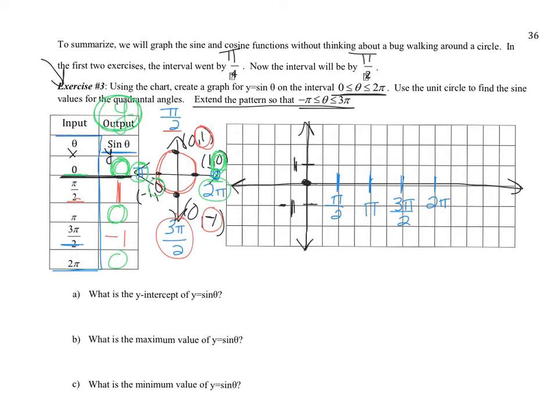Okay. So my next point is pi over 2, 1. Now I've set it up so I just have to go over to here and then up to 1. Okay. Then we have pi, 0. And then we have 3 pi over 2, negative 1. And 2 pi, 0.